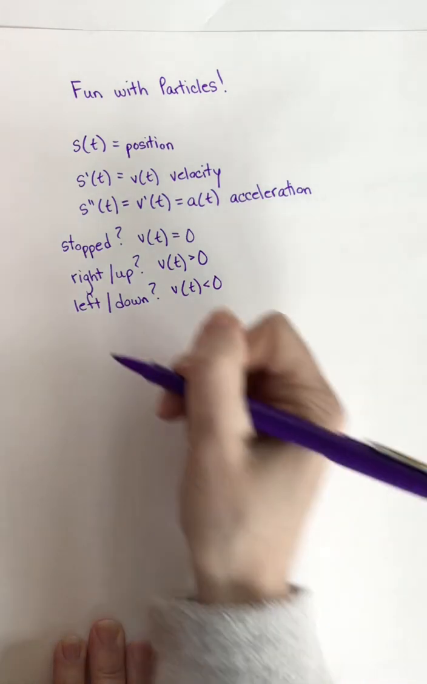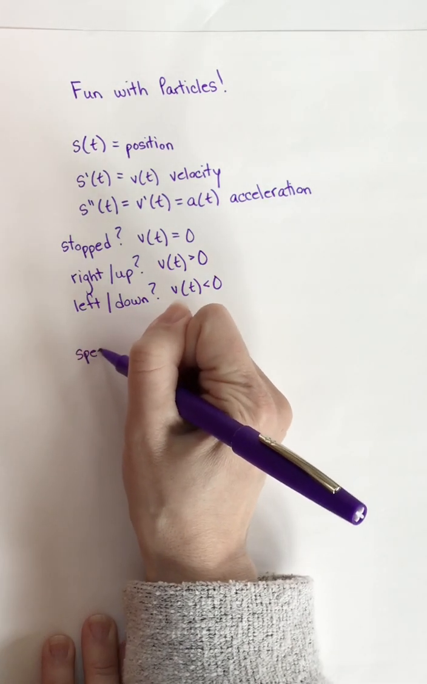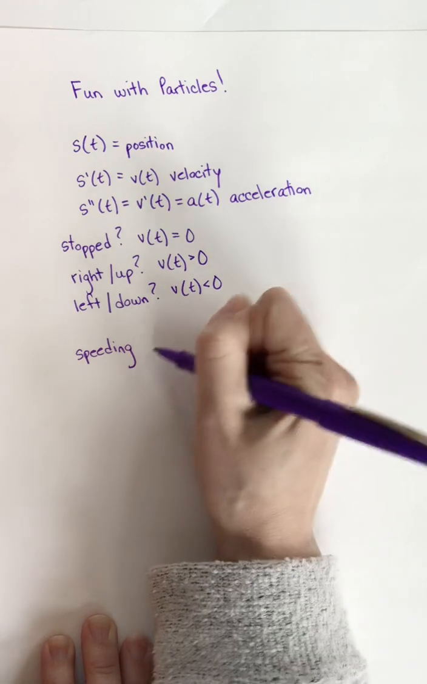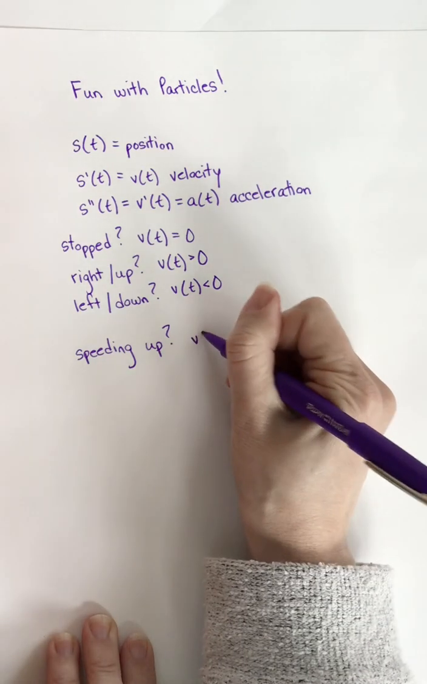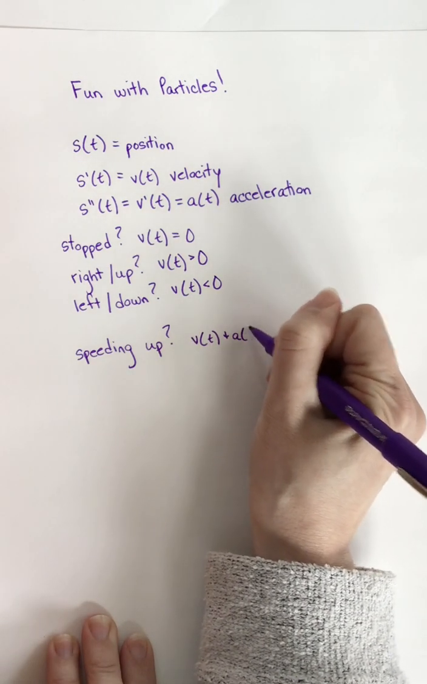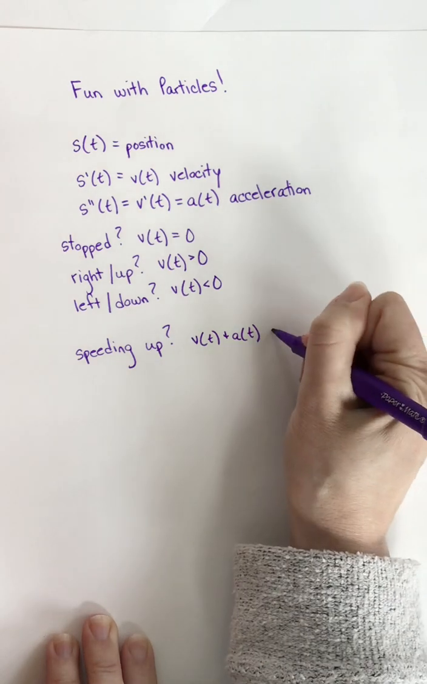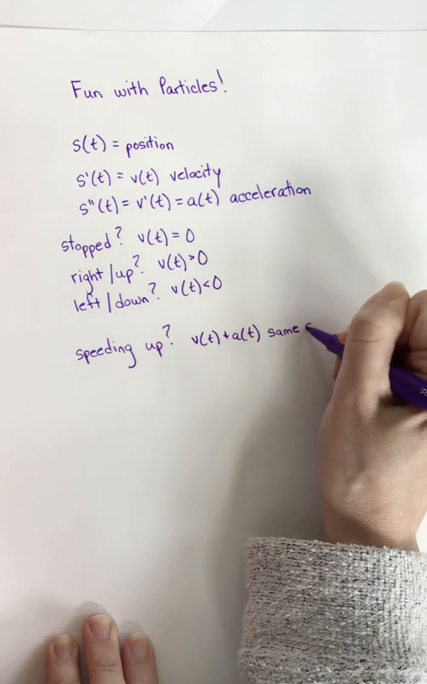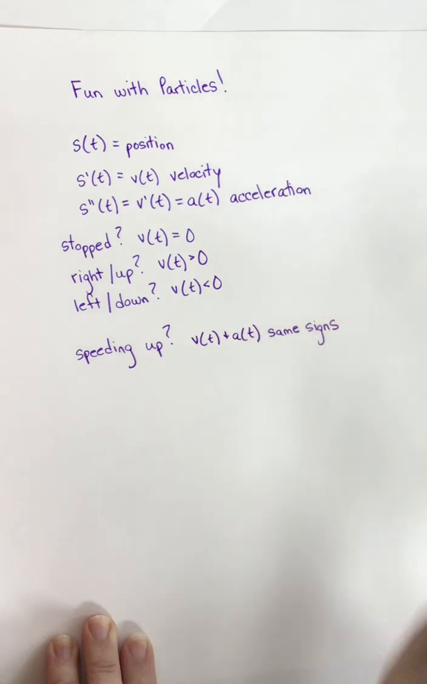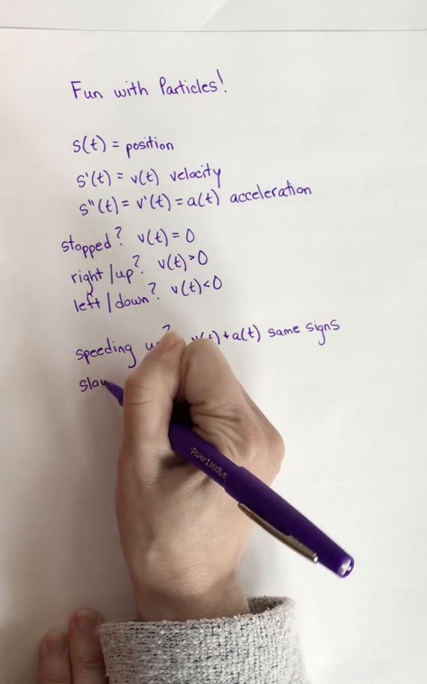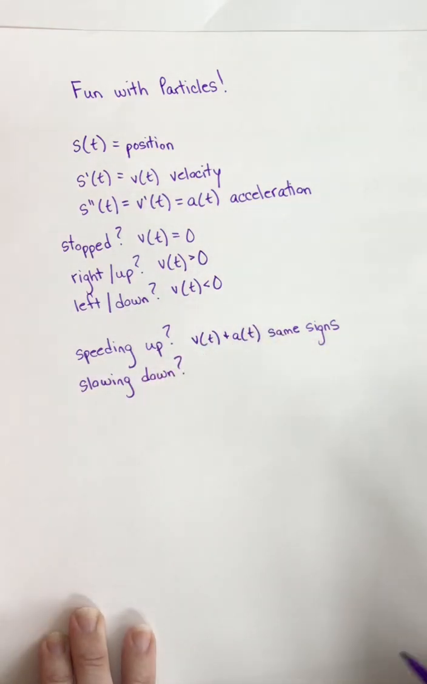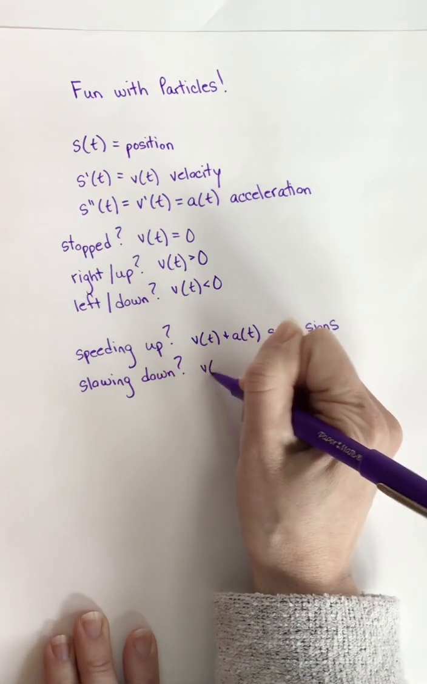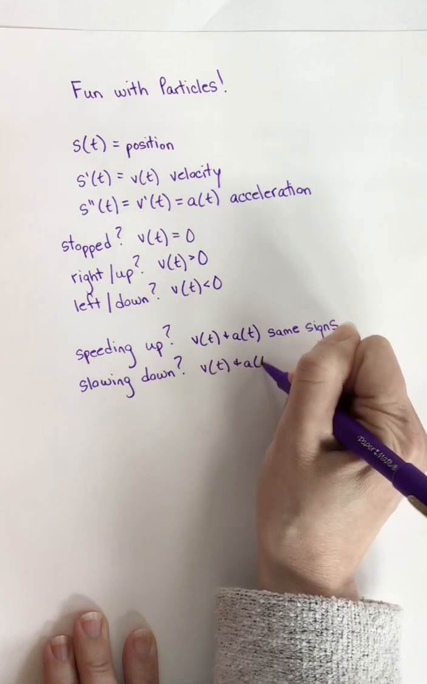Questions that get a little tricky are when they ask us, is this particle speeding up? We often think about speed as just the absolute value of velocity, but if something is speeding up, my velocity and my acceleration need to be working together, which means they are the same signs. So they're either both positive or both negative. We are slowing down when our velocity and our acceleration are working against each other. So in that case, one would be positive, one would be negative.